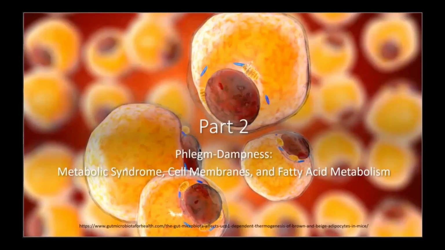This is part 2. So we're moving on from that spleen deficiency and that buildup of stuff, to use that wonderful scientific term, into the phlegm dampness, which is an even stickier, harder to get rid of, and more detrimental type of material buildup. And we'll talk about metabolic syndrome, a little bit on cell membranes and fatty acids.